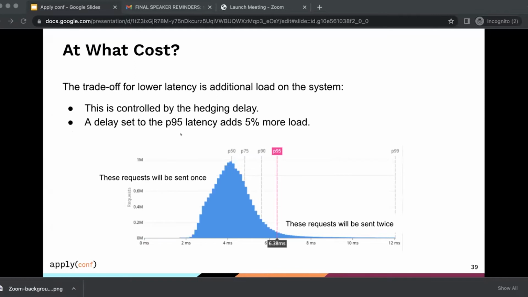So what's the cost of doing this? Really, it's a trade-off here between latency and additional load on the system. So how you control this is actually how you set that hedging delay. If we look at this chart below, this kind of represents the distribution of the request going to our feature store. And if you think about it, any request that happens to the left of that pink line, these requests are only going to be sent once. And if we set that delay to exactly 6.38 milliseconds, plus a bit of overhead, any request that falls on the right of that line is going to be sent twice. So it is pretty intuitive, right? If you do think about it this way, if you set it to the P95 latency, you're going to add an additional 5% more load to your system.